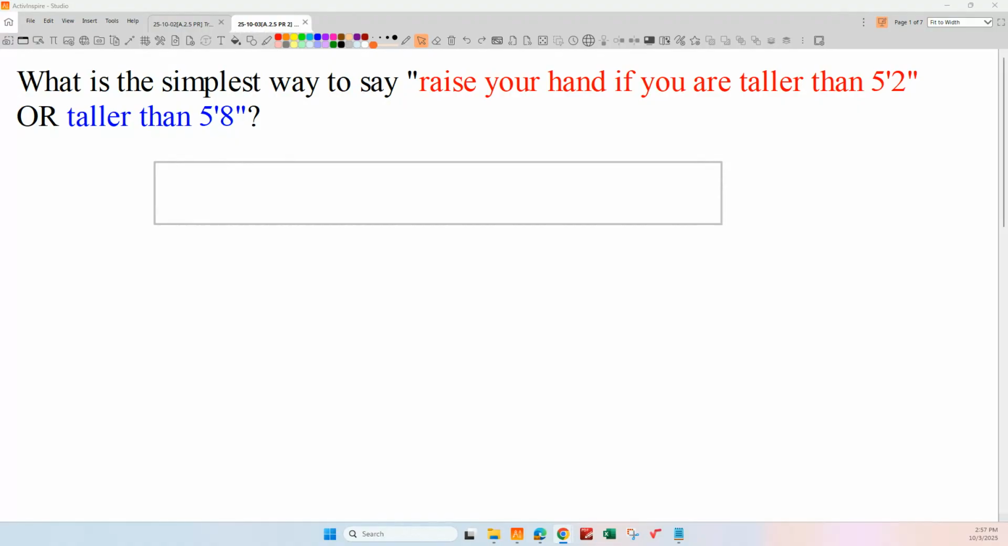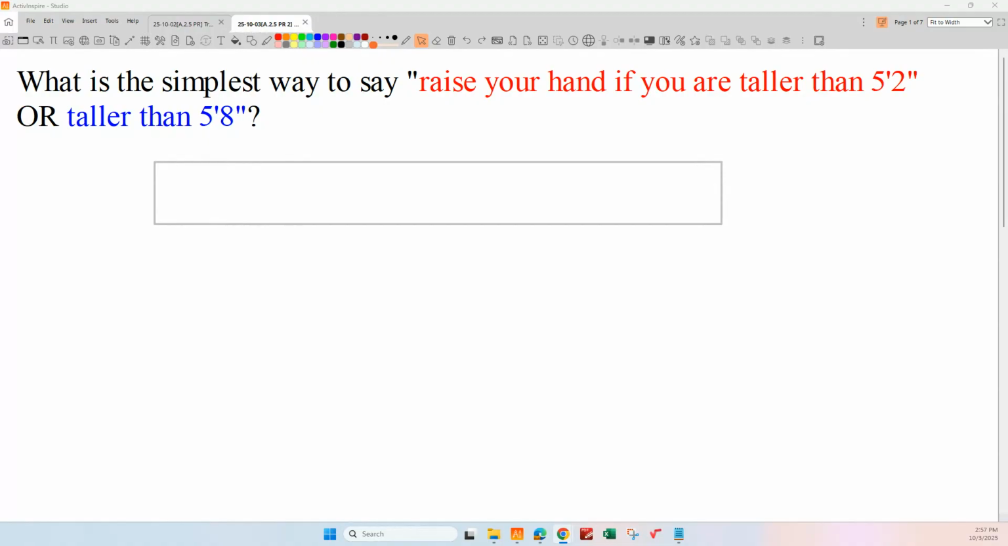Which one? Just say the first half. Yeah, right? Okay, how come? That's the right answer. This is an or statement, right? For an or statement to be true, how many parts have to be true? Just one, right? So raise your hand if you're taller than 5'2" or taller than 5'8". Does that really contribute anything? If you're taller than 5'2", aren't you already taller than 5'8"?